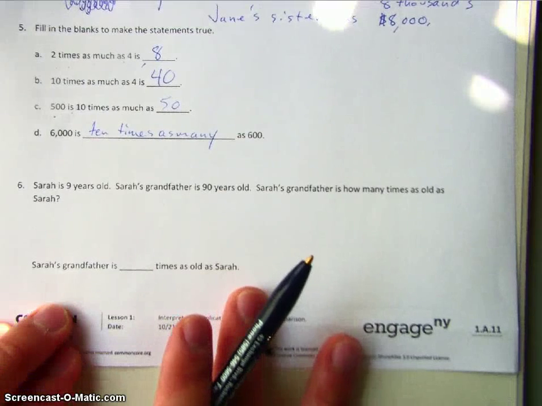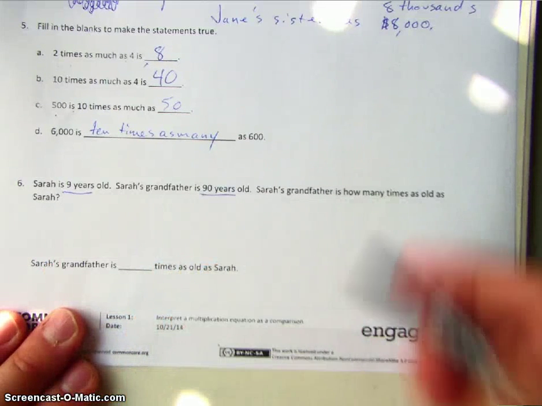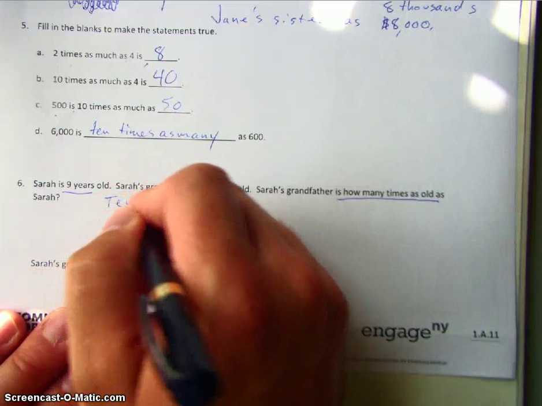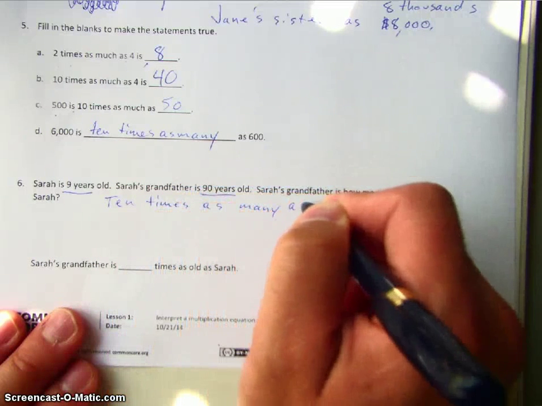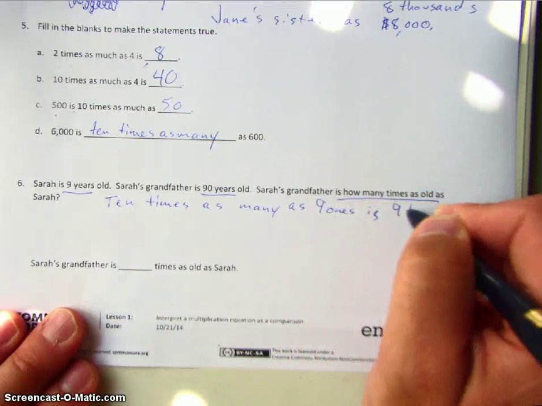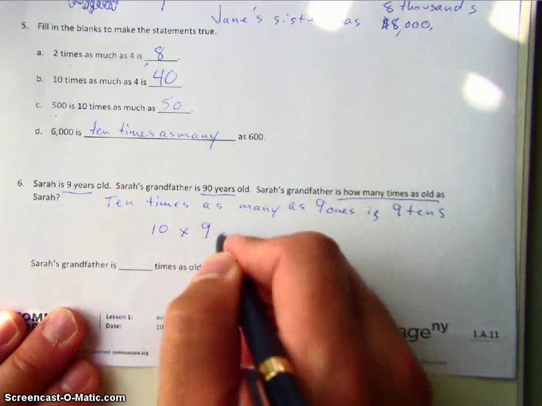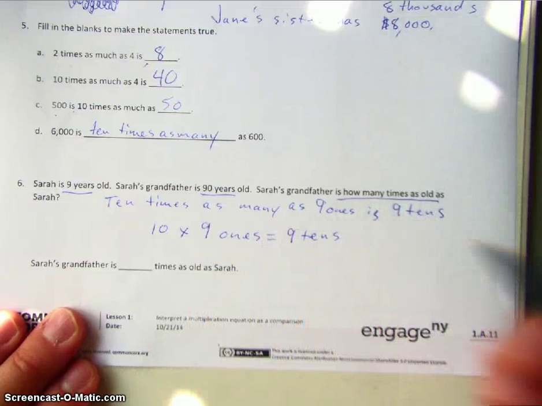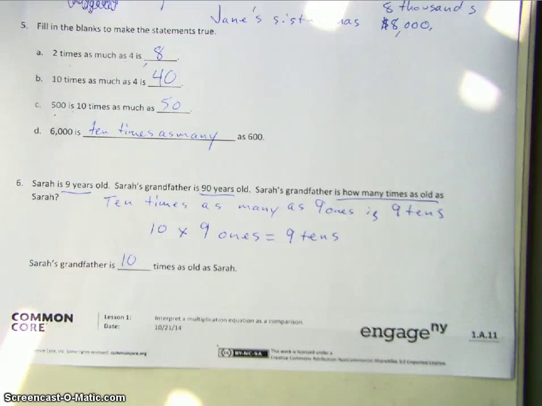Finally, our last one. Sarah is 9 years old. Her grandfather is 90 years old. Sarah's grandfather is how many times as old as Sarah? Well, we can think 10 times as many as 9 ones is 9 tens. So we are doing 10 times 9 ones to get 9 tens. That means that Sarah's grandfather is 10 times as old as Sarah.